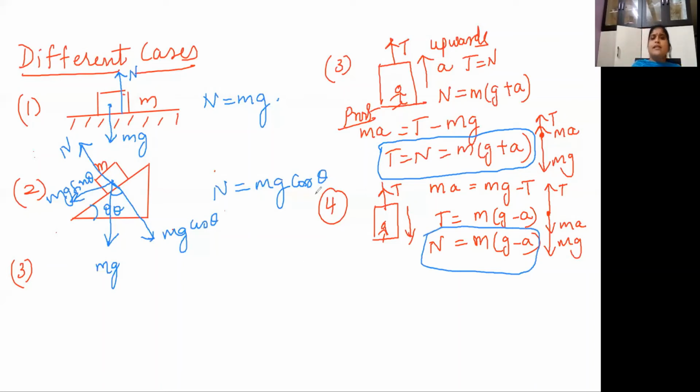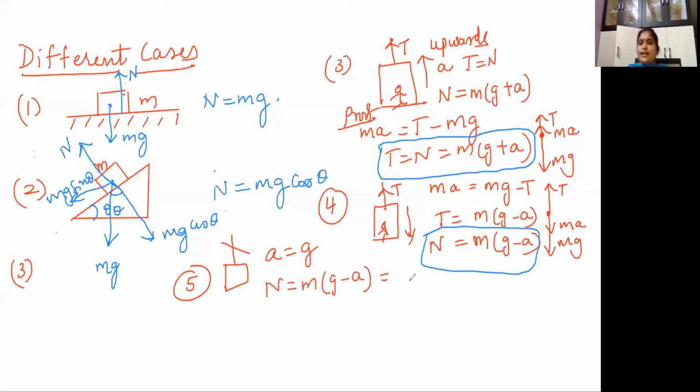Now let us take another case and see what the normal reaction is. If the lift string is cut, then acceleration is equal to g, so it is falling downward. The normal reaction is m into g minus a, but a is g. So m into g minus g, which means the normal reaction is 0. So for a freely falling body, the normal reaction is 0.